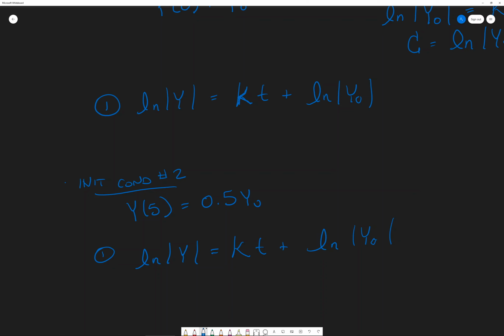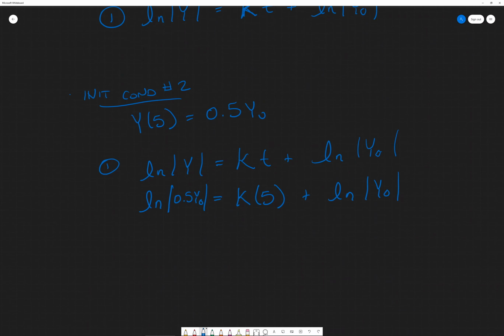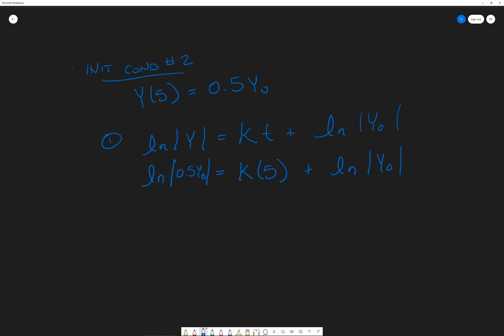So when t equals 5, ln of y0 is c, then y here is 0.5 y naught. Okay, and we can use this now. Now we want to solve for k.